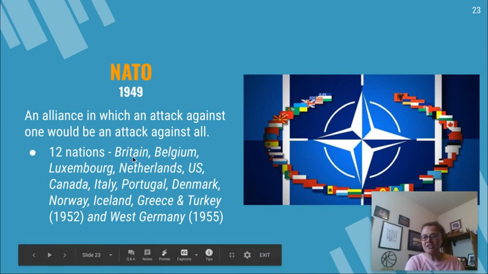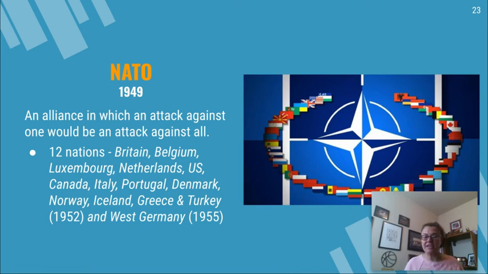So 12 nations started off in NATO. It'll, of course, get bigger and bigger over time during this Cold War. But 12 nations: Britain, Belgium, Luxembourg, Netherlands, the United States, Canada, Italy, Portugal, Denmark, Norway, Iceland, Greece, and Turkey.